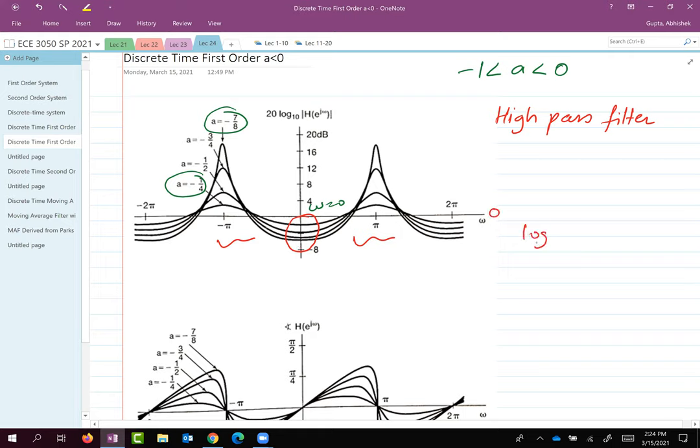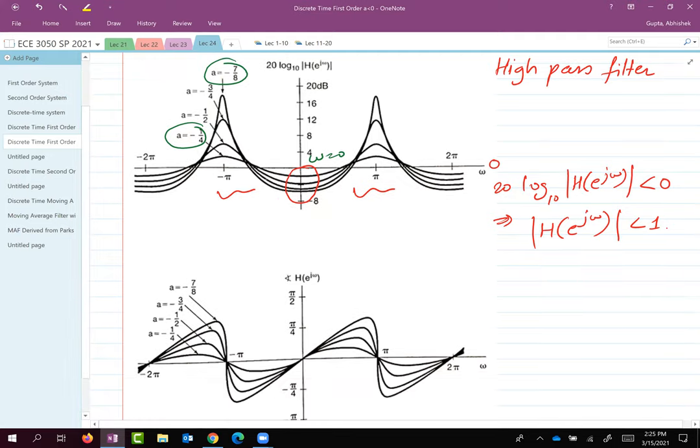And so if 20 log base 10 of H of e raised to j omega is less than zero, it means H of e raised to j omega is less than one. So it is attenuating those signals. And the phase characteristic looks like this in the phase plot. This is the phase plot.